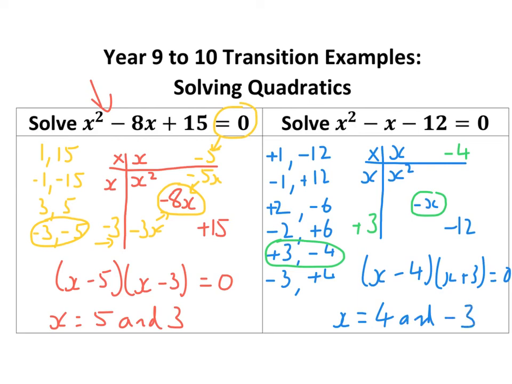Now, after a while you won't need the table, but if you're new to this, the table helps, and it shows you where it all comes from. I'll just finish off that bit there. If I multiply this out, I get minus 4x plus 3x, which simplifies to make minus 1x, doesn't it?